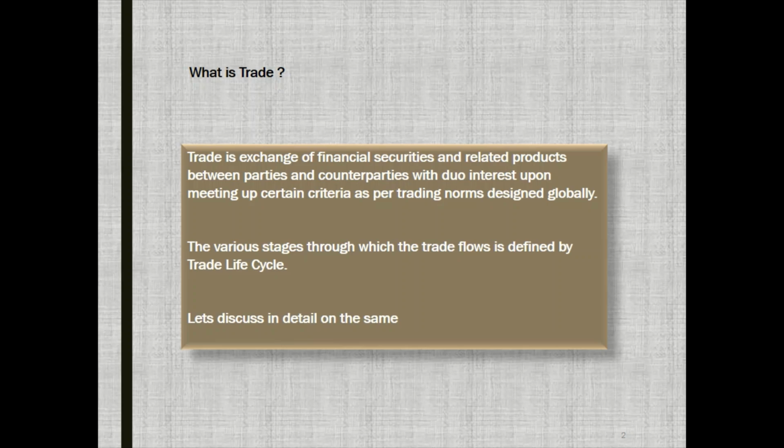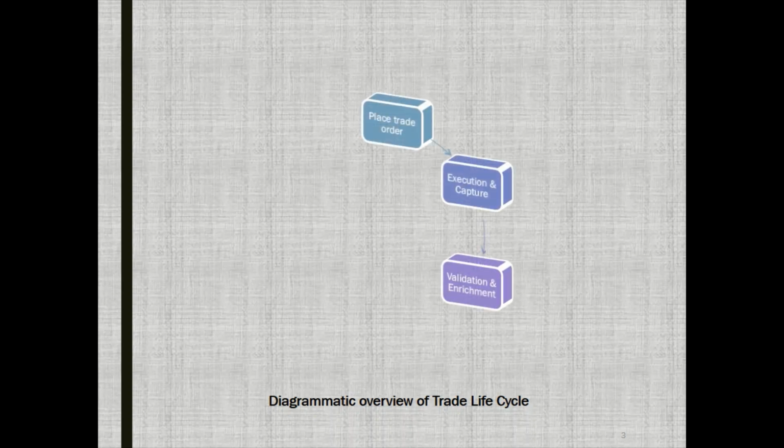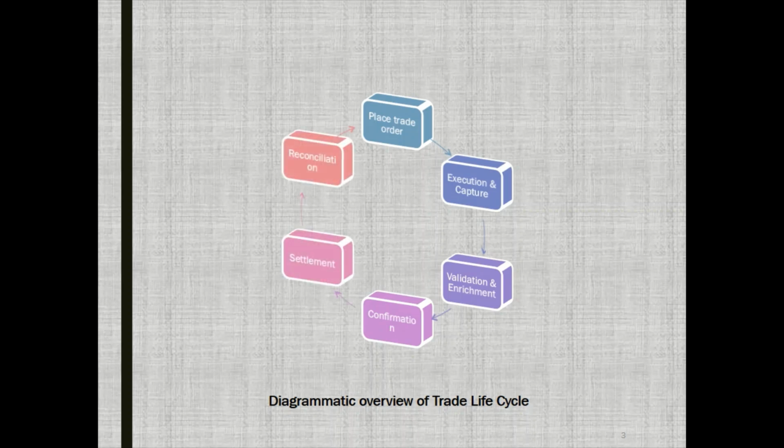To show you, this is the diagrammatic overview of the trade life cycle. The first stage is place trade order. It is followed by execution and capture of trade, and then validation and enrichment. The fourth stage would be confirmation, and the next stage will be settlement. The final stage will be reconciliation. So let's see what each and every stage is in detail.